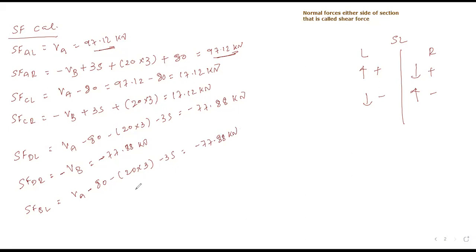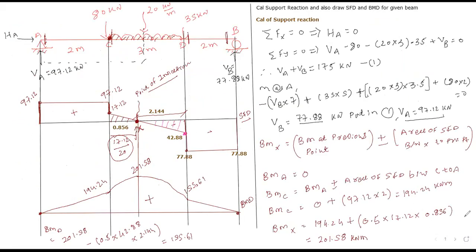Yes or no? And shear force at B, just right, that is nothing but minus VB, and that is nothing but minus 77.88 kilonewton. I hope it is clear to all of you. Clear to everyone? Please confirm me. Is there any question? If you have any question, you can ask me.